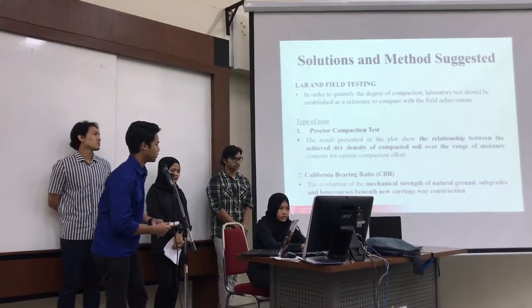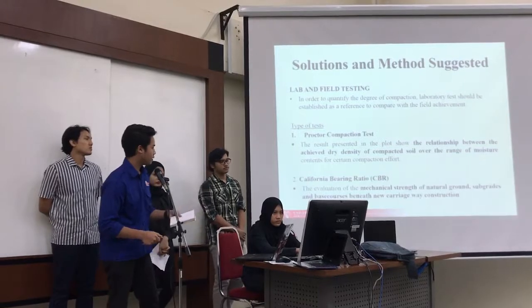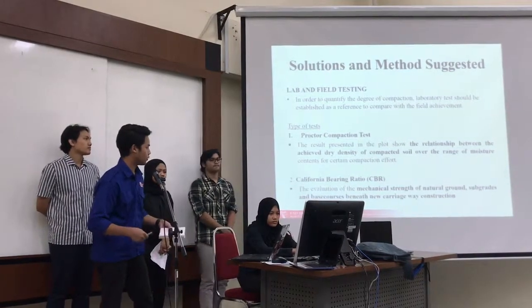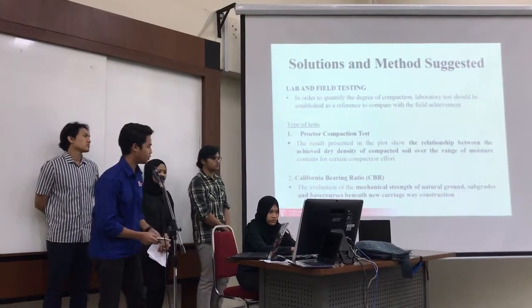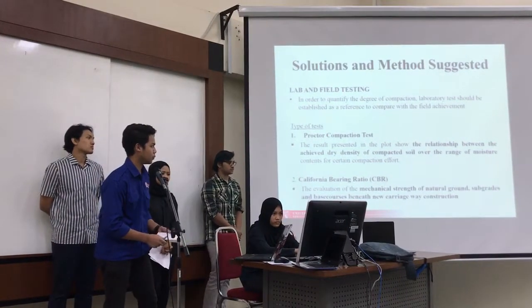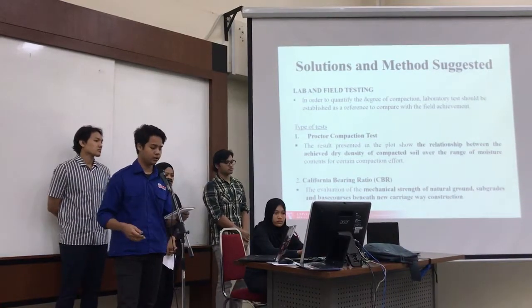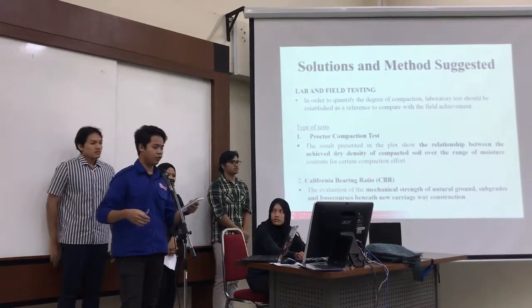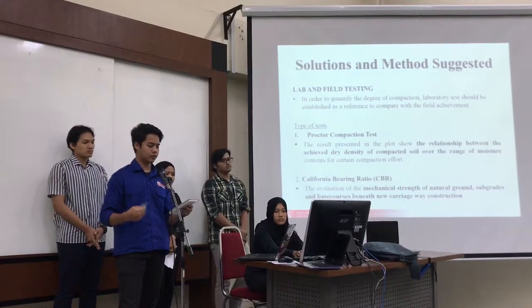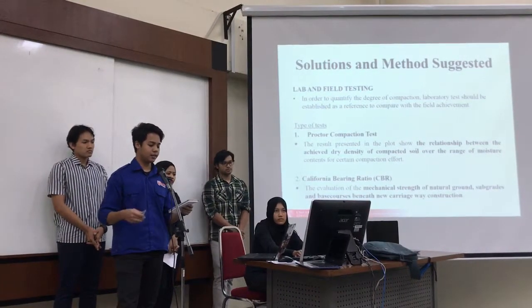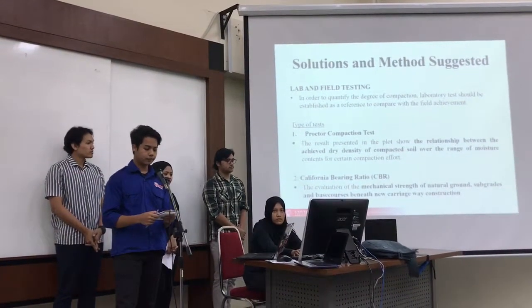Next is to use the California bearing ratio. This test is meant to evaluate the mechanical strength of natural ground, subgrades and base course beneath new carriageway construction. After the establishment of the values of maximum dry density and optimum moisture content of a specific soil type, the design engineer will then specify the requirement for field compaction.